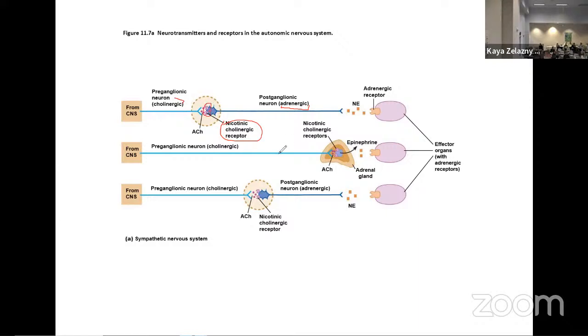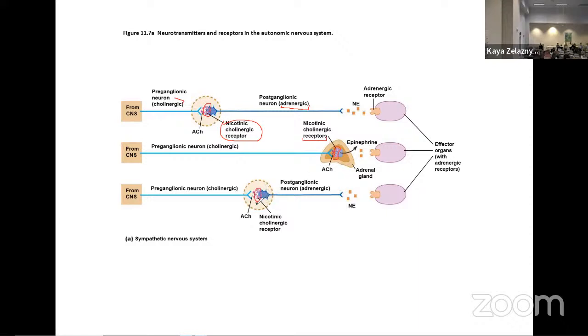So each of these postganglionic neurons, while they're adrenergic themselves because they release epinephrine or norepinephrine, have on their cell body, on the soma of the neuron here, in the synapse, in the ganglion, cholinergic receptors because they're receiving the acetylcholine from that preganglionic neuron.